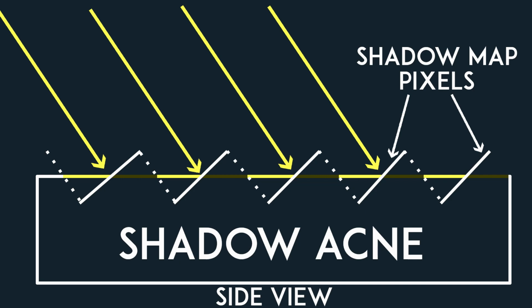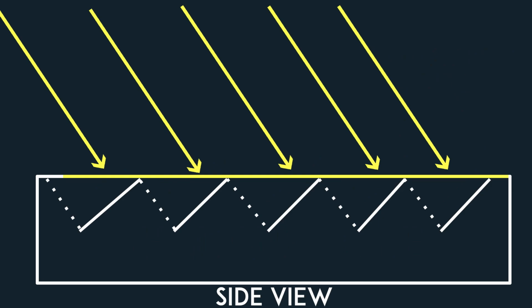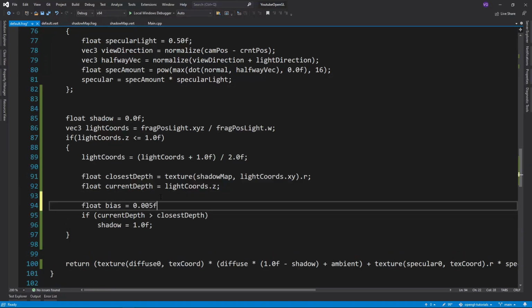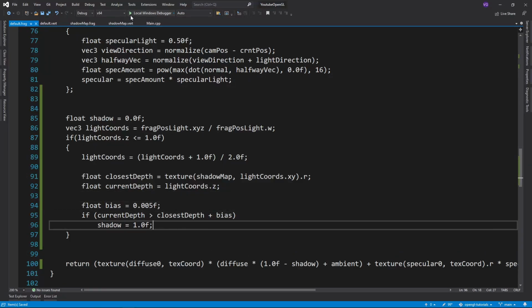But since the fragment shader has a much higher resolution, so to say, it calculates fragments whose shadow map pixel can be above them, and at the same time fragments whose same shadow map pixel can be beneath them, resulting in this alternating pattern. So to fix this, we simply need to push down the shadow map by a certain bias. Now this should look much better.